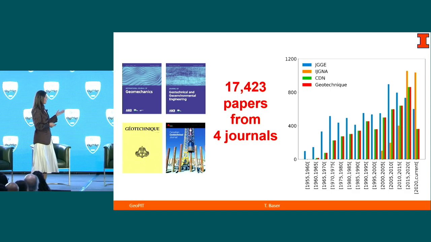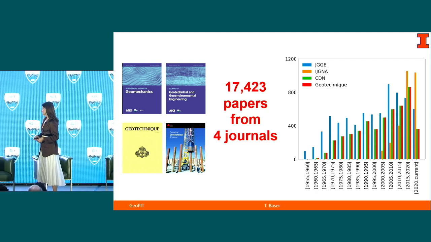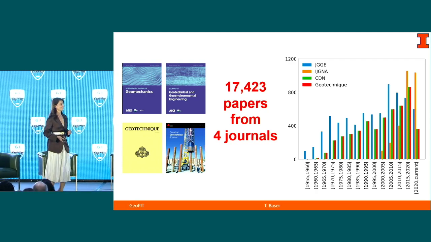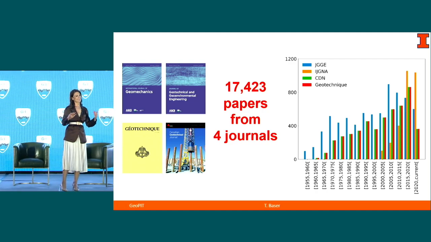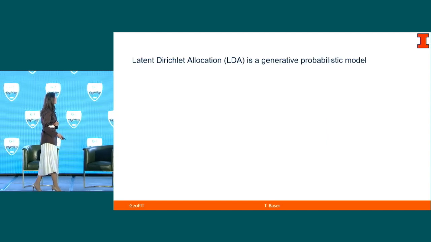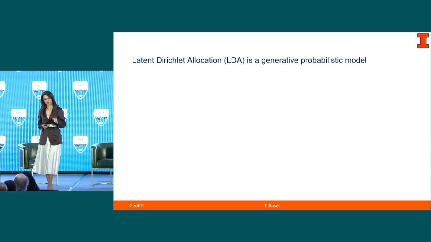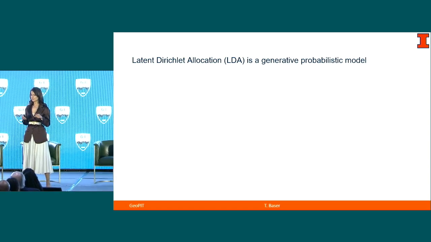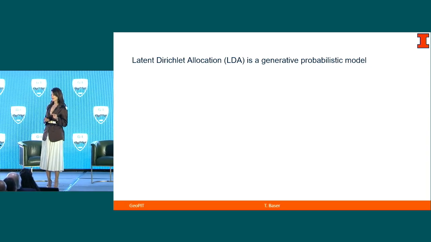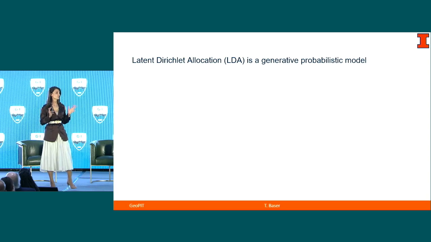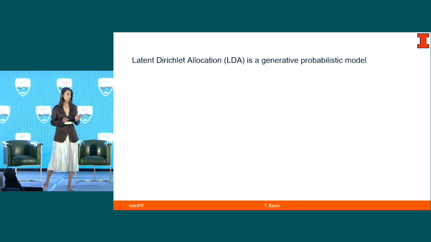As I mentioned, we included four traditional geotechnical engineering journals. No offense, other editors in the room for other journals. We are now extending our research to include those as well. And we use the generative probabilistic model to find connection between many documents in our corpus. Specifically, we perform topic modeling on our data set to see which topics stand out and to uncover patterns and the trends in the research.